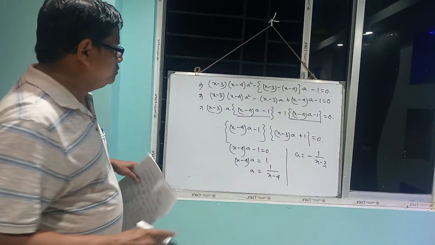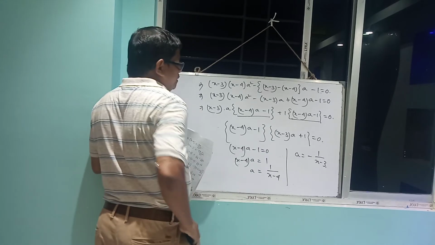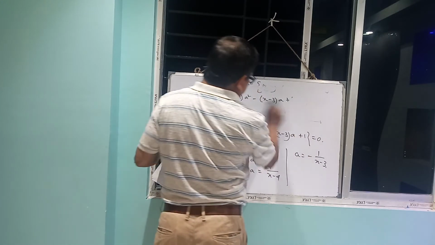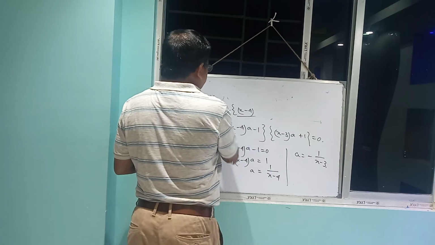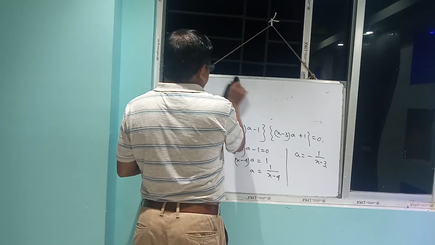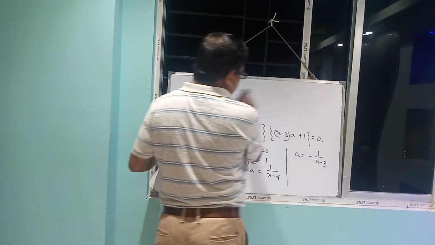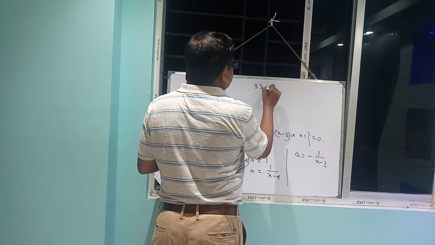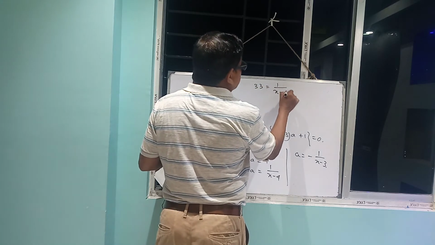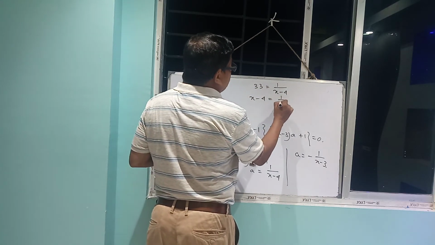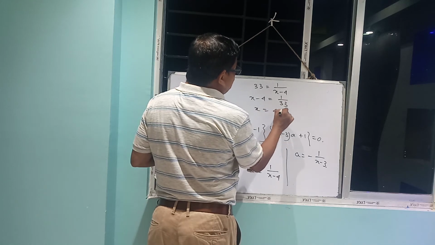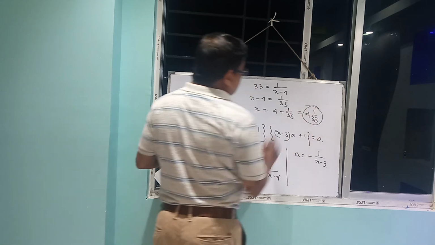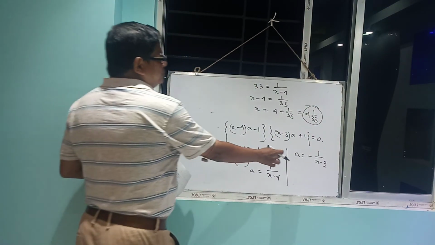Here a is 33, is there, no? Yes. Now write a equal to 33. So 33 equal to 1 by (x minus 4). So you can write x minus 4 as 1 by 33. So x equal to 4 plus 1 by 33. So 4 and 1 by 33.